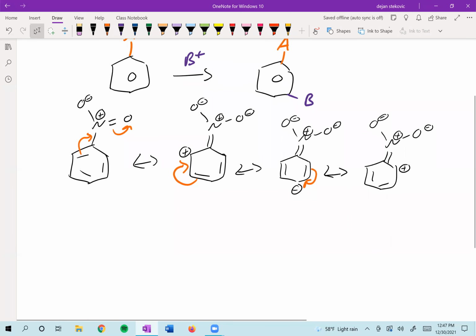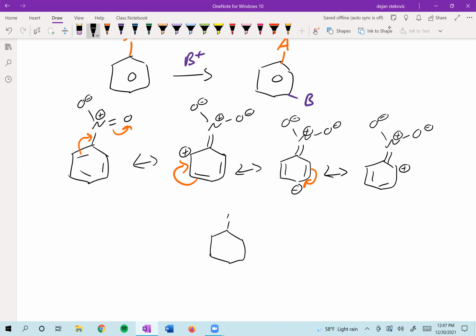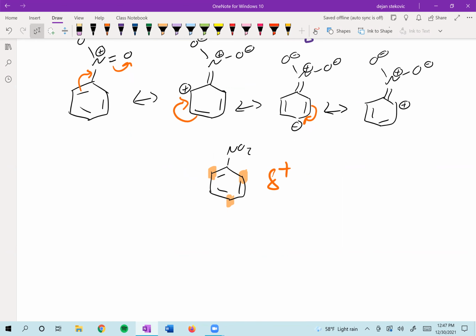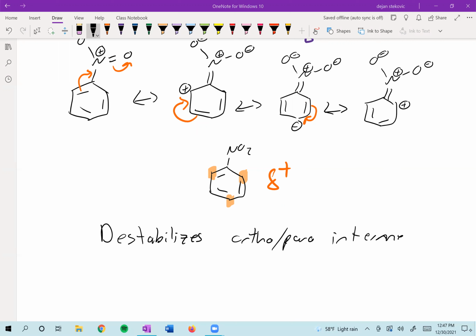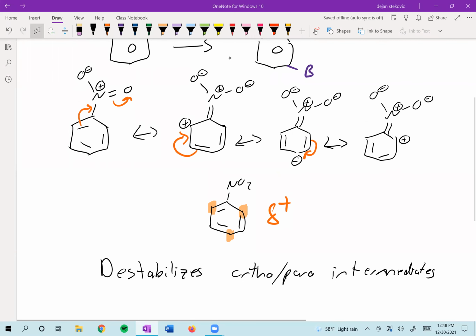Right. And so what we'll notice here is that our positive charge ends up in the ortho and the para position. And so how the partially negative stabilized the ortho and the para position, this partial positive destabilizes the ortho and the para intermediates. So it's not so much that it makes the meta position more reactive, but more so that it makes the ortho and the para less reactive, with halogens being the exception, as we'll see next.